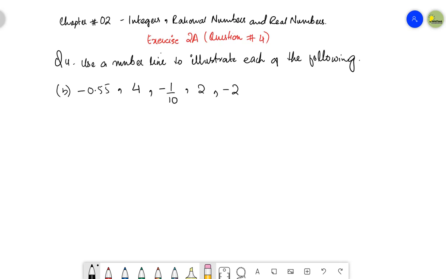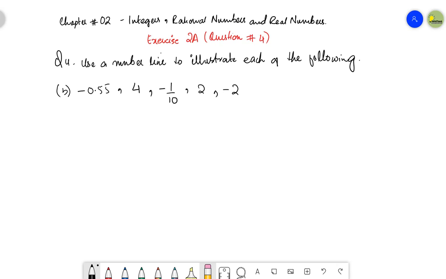Okay, in this part we need to again make a number line and plot all these given numbers on it. So starting this question, first of all, if I have any fraction in my question, I need to find out its decimal value. Why? Because it is easier to plot a decimal value on a number line.